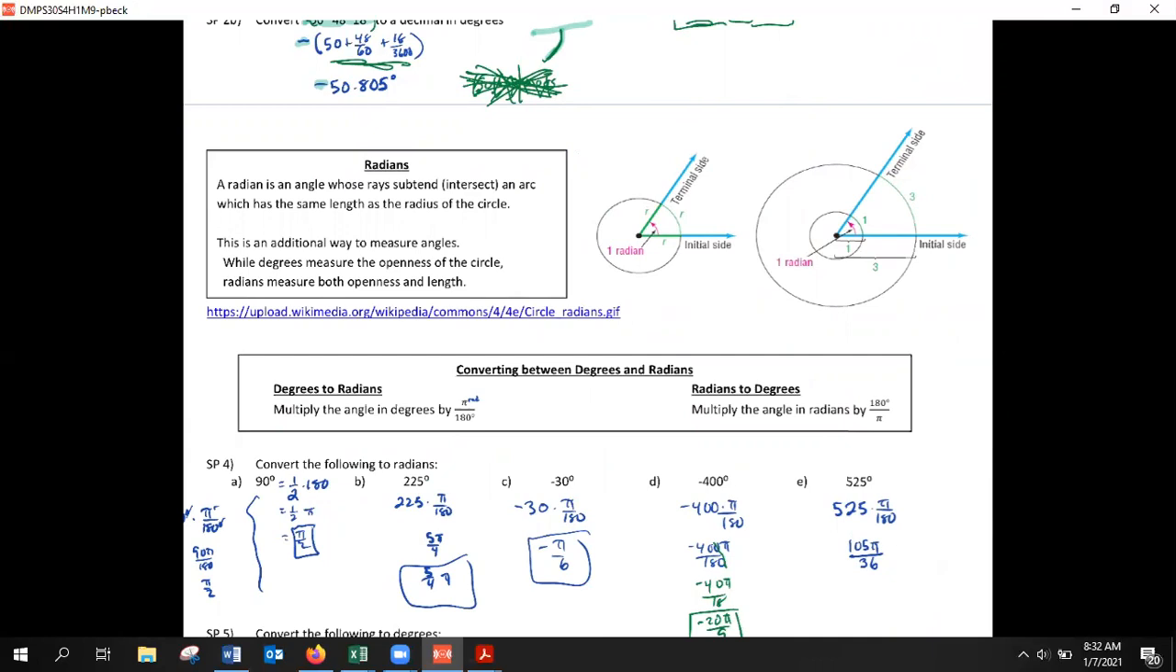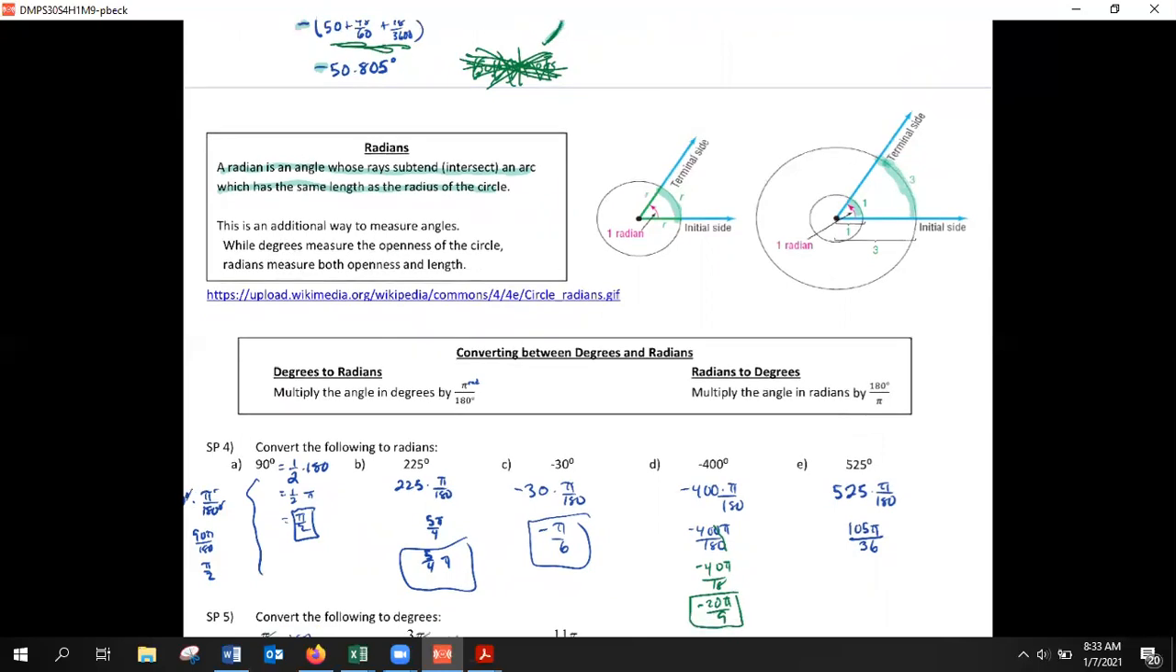So officially, a radian is an angle whose rays subtend an arc which has the same length as the radius of the circle. So this is 1 radian. This is also 1 radian. This is also 1 radian, but the difference is that the radius is 3. So once we know the radius, we now have the length of that arc as well. So that length is 3.